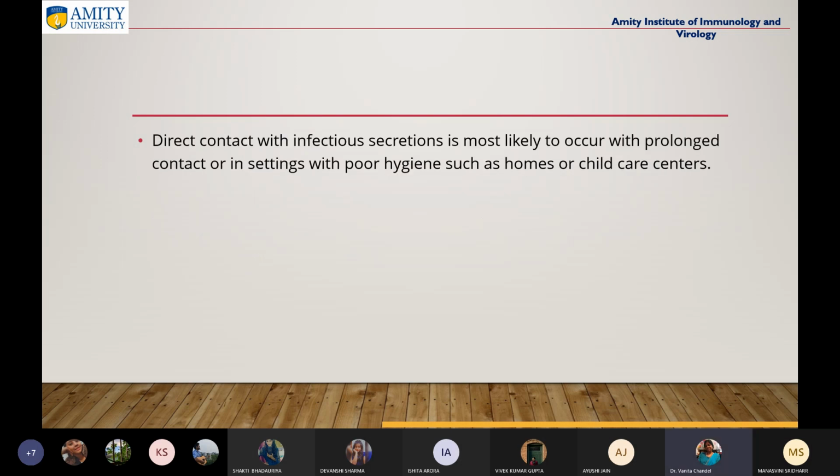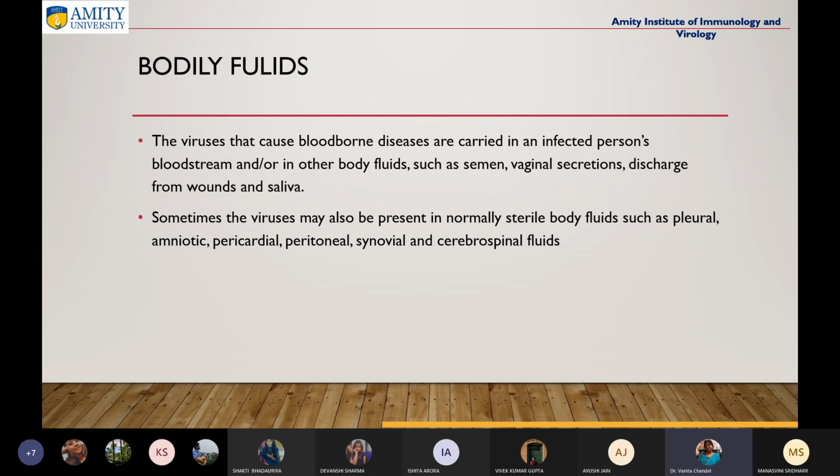Then direct contact with infectious secretions occurs when there is prolonged contact or a setting with poor hygiene, such as homes or childcare centers. Have you heard of hospital-borne diseases? There are certain diseases and infections which are hospital-borne. In hospital settings, there are a lot of chances that persons who are visiting, since their immune system is already weak, will acquire secondary infections. They are more prone to other infections, right?